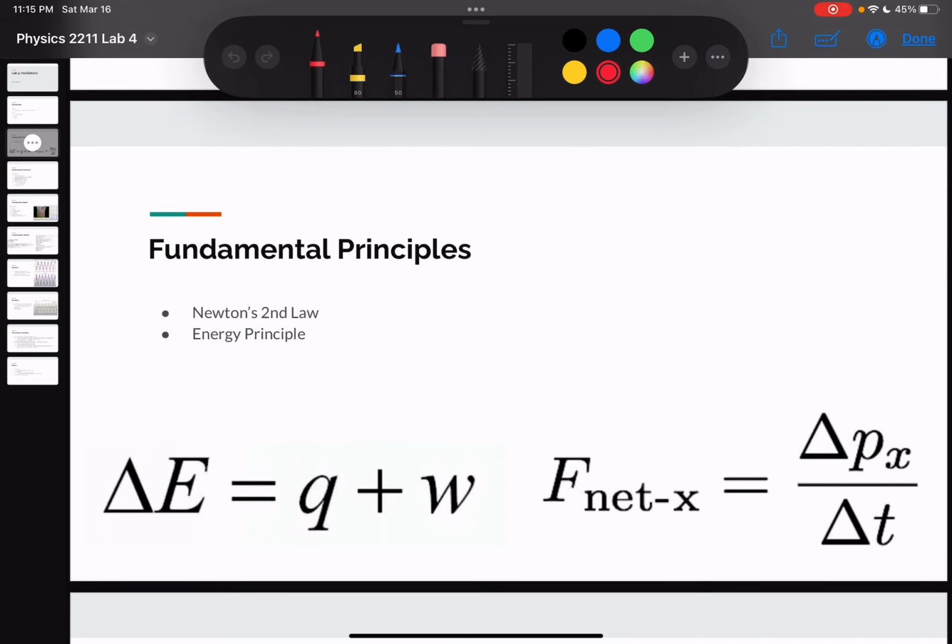So our fundamental principles are Newton's second law, which is F net equals delta P over delta T, and then we're also going to have the energy principle, which is delta E equals Q plus W. Here, the temperature is going to be the same, and then work is going to be 0 because there's nothing in the surroundings doing work on the system.